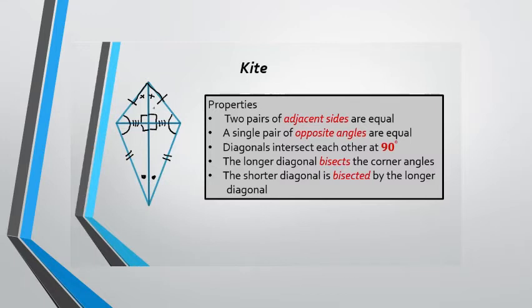Every time we must know all the properties of a particular quadrilateral, so at a later stage, when we go over to the calculations, we will be able to do that. So the properties are very important.